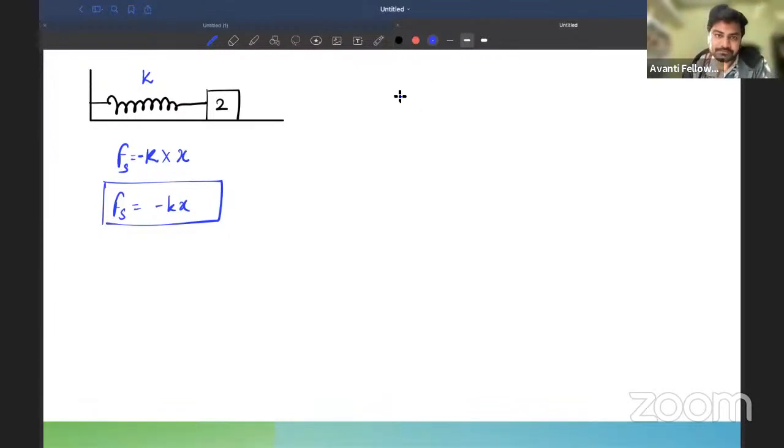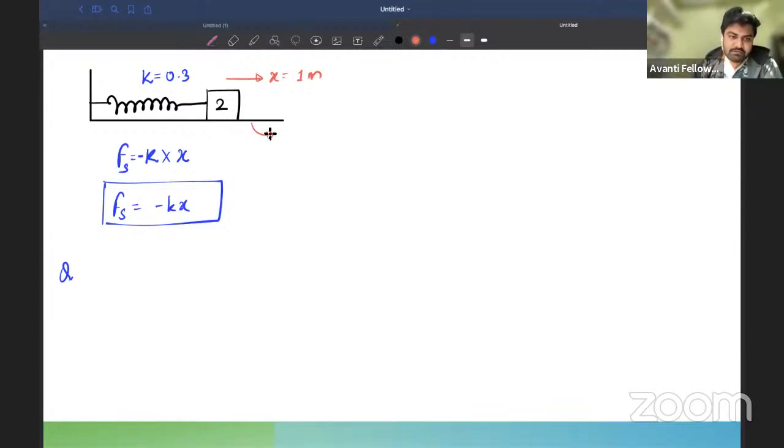Listen carefully, okay? So what is the question? Let's take this diagram only. In this diagram, k is given as 0.3. And this block is expanded by, let's say, x equals 1 meter. We pulled it by 1 meter.